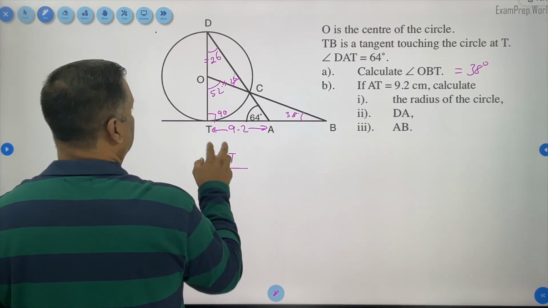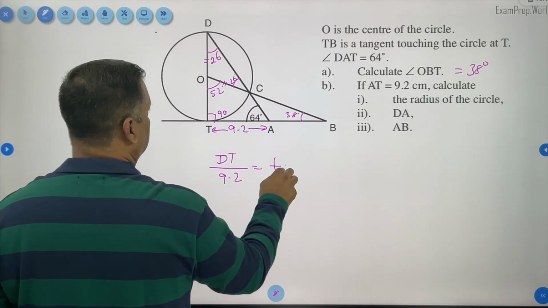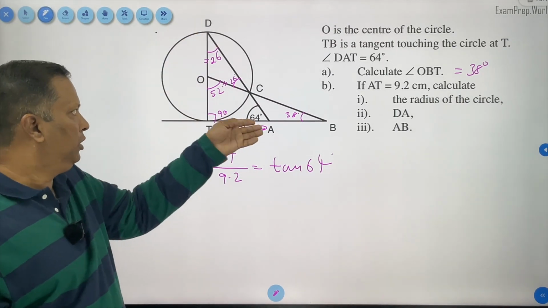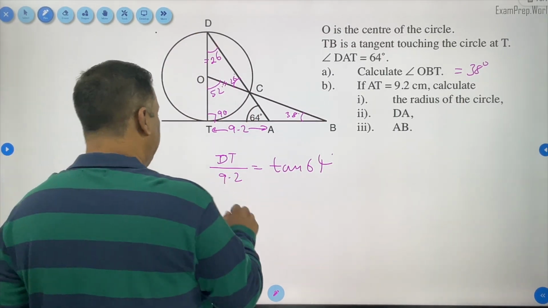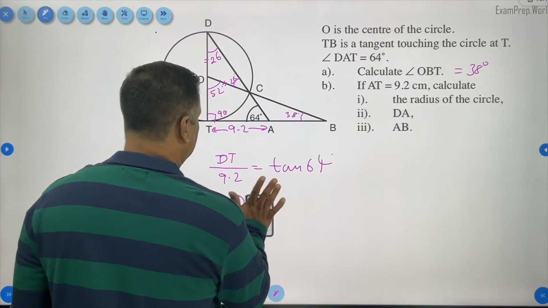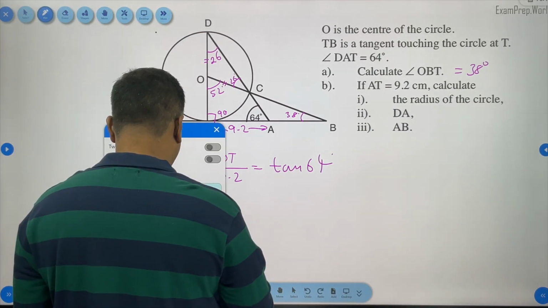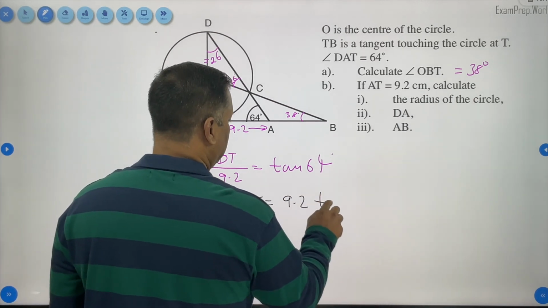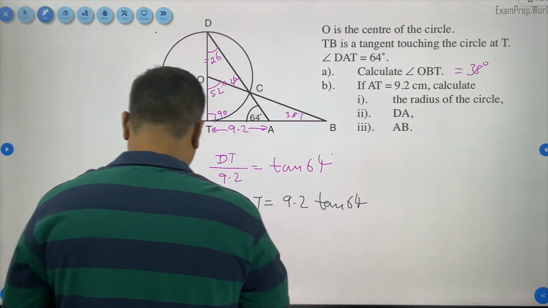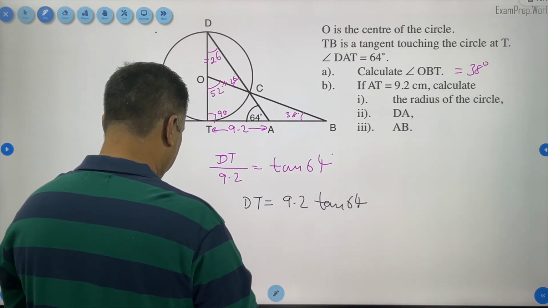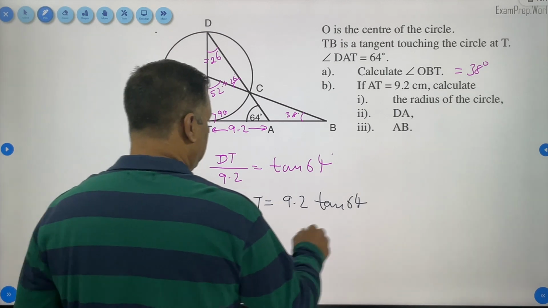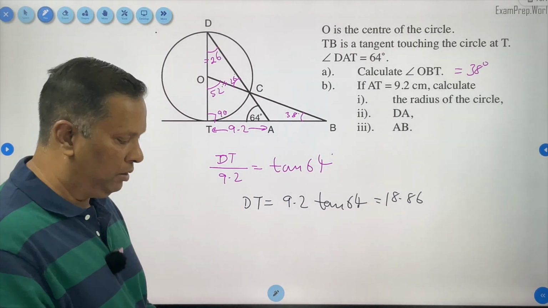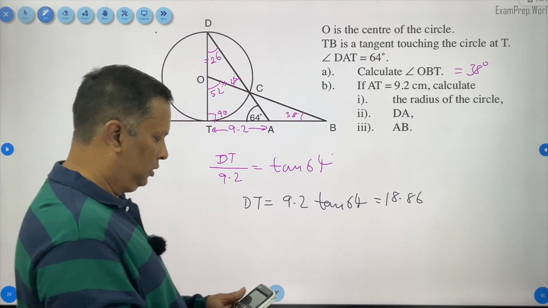DT upon 9.2 equals tan 64. DT upon 9.2 is tan of 64. Therefore, DT, which is our diameter, will be equal to 9.2 times tan 64. 18.86. Now this is the diameter, we want the radius, so divide by 2. 9.43.